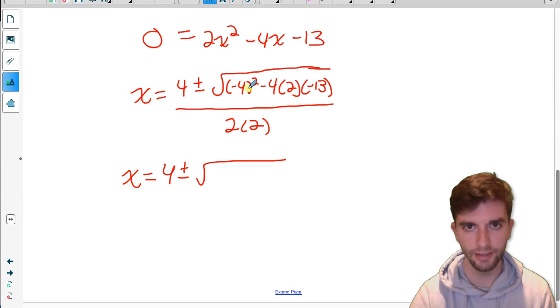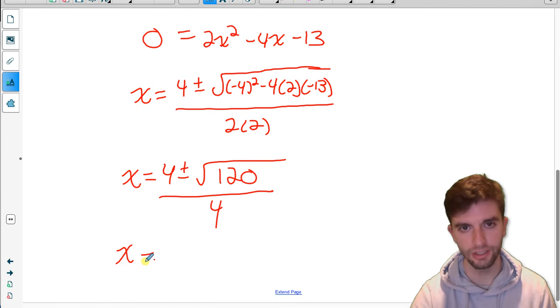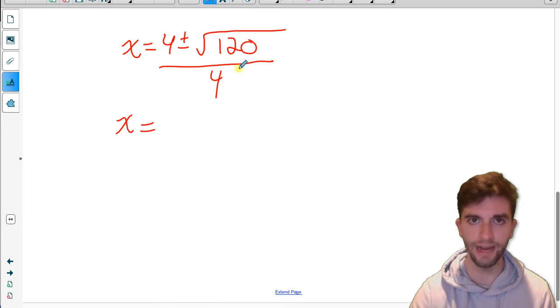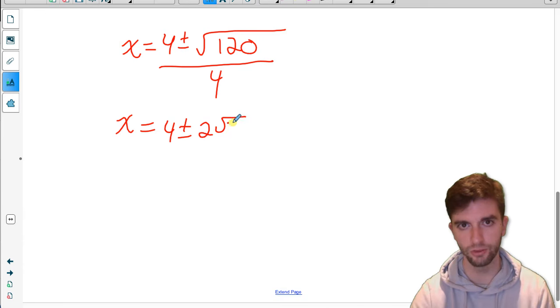Underneath the square root, I'd have 16 plus 104. So that's 120. This is all over 4. And then I should simplify the square root of 120 by checking if there's any perfect square factors of 120. And 4 divides into it 30 times. So I could split root 120 into root 4 root 30. So 2 root 30.